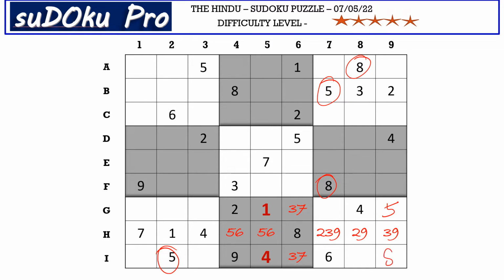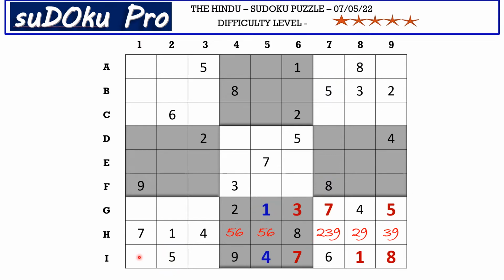Now the missing numbers in this block are 1 and 7. There is a 1 blocking from here. So G7 takes 7 and I8 takes 1. Now this 7 cancels out the 7 here. So G6 becomes 3 and I6 takes 7.